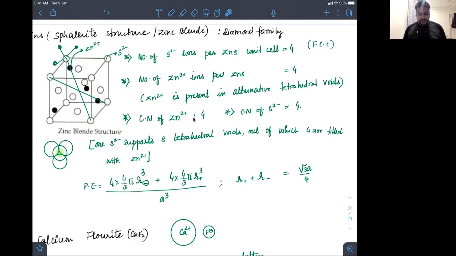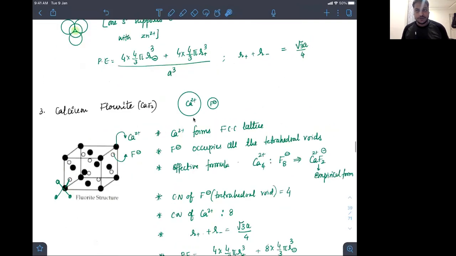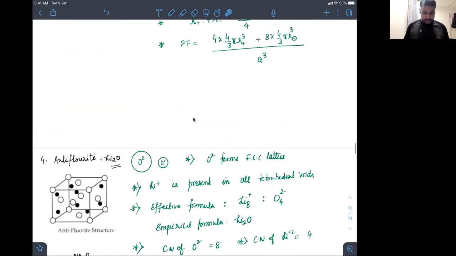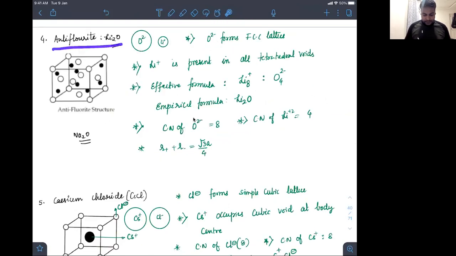Dear students, this is the information you must know. Like this, we have calcium fluoride and antifluoride, and finally CsCl. Only these 5 are there in our syllabus. Other than that, these are all out of syllabus. There are others like rutile, then we have perovskite. There are a lot of other types of crystals which are not there in our syllabus. So these are the only 5 ionic crystals which are asked.